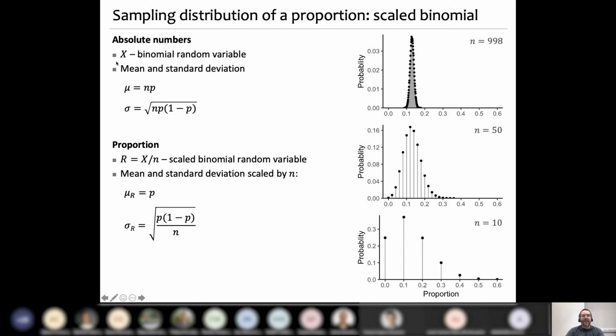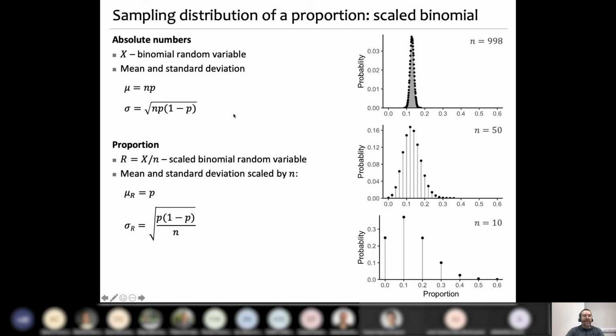So we don't have a binomial random variable, which I can call x. We have a new variable, which is simply x divided by n. It's a scaled binomial random variable. So when you scale a random variable, we also scale its mean and standard deviation in the same way. Because we divide, this is the definition of a proportion, number of successes divided by the total number, n.